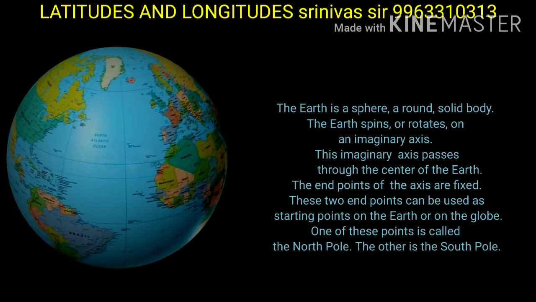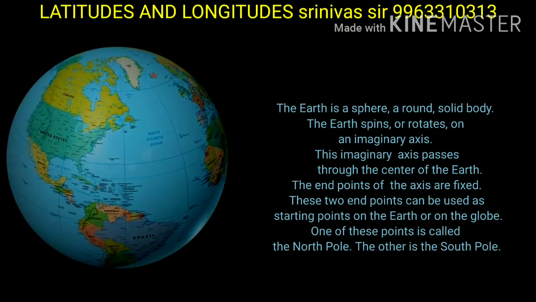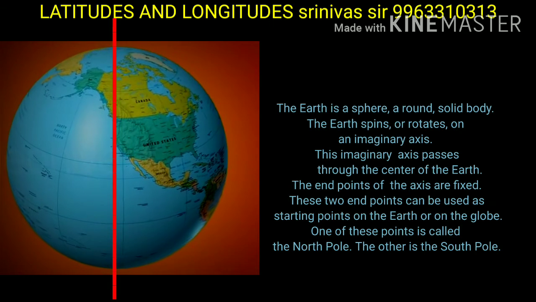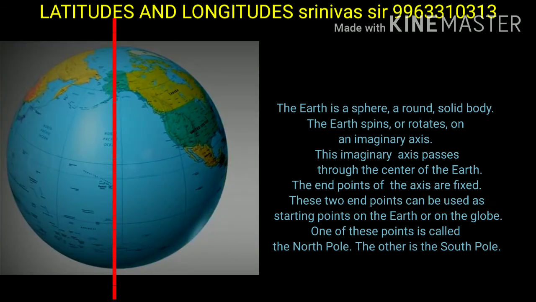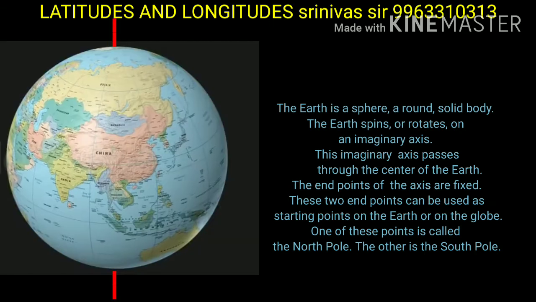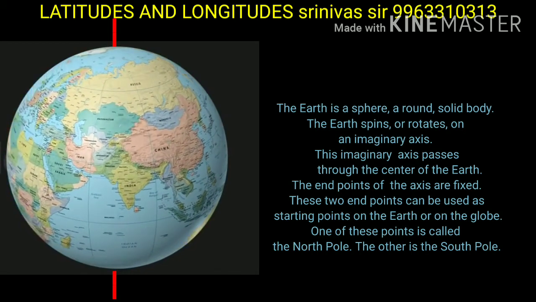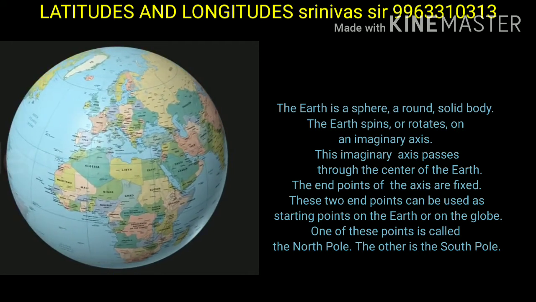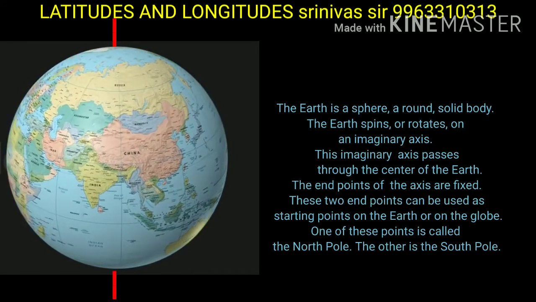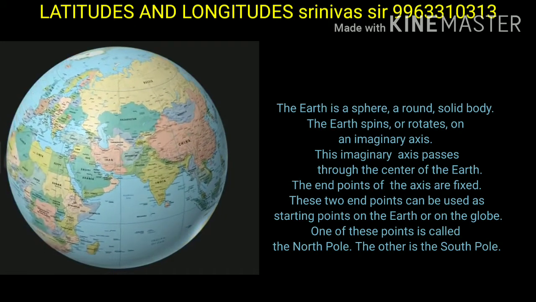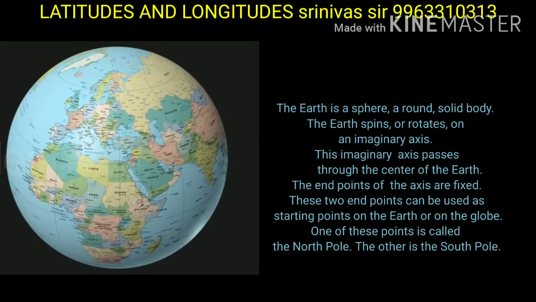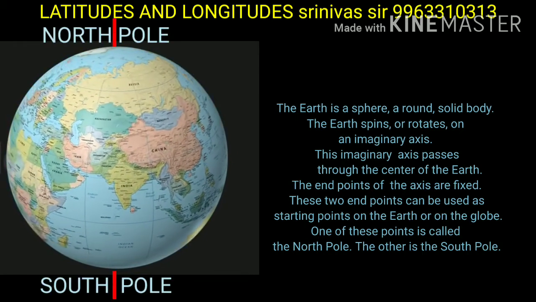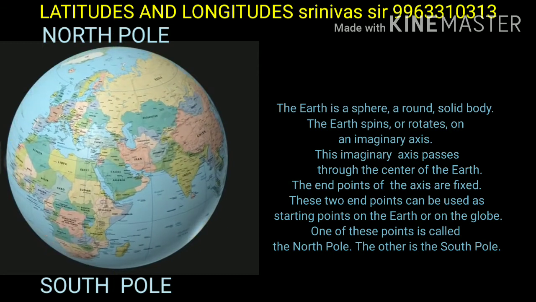The Earth is a sphere, a round solid body. The Earth spins or rotates on an imaginary axis. This imaginary axis passes through the center of the Earth. The end points of the axis are fixed. These two end points can be used as starting points on the Earth or on the globe. One of these points is called the North Pole, the other is the South Pole.